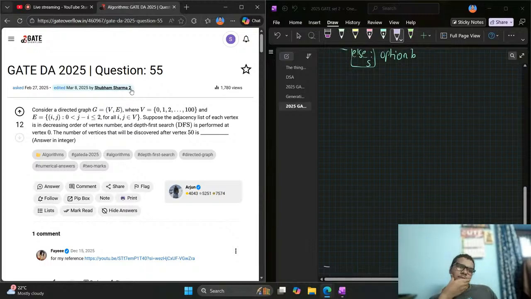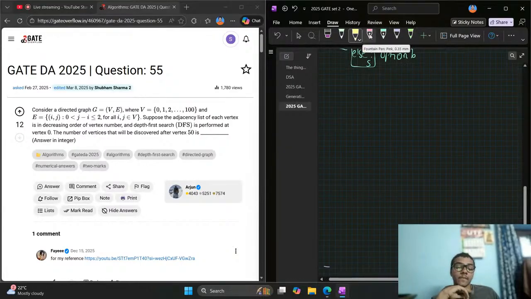Directed graph. All right. There are 100 vertices and edges, j minus i is less than or equal to 2. Suppose edges in the list are in decreasing order of vertex number and depth first search starts from vertex 0. The number of vertices that will be discovered after vertex 50 is?